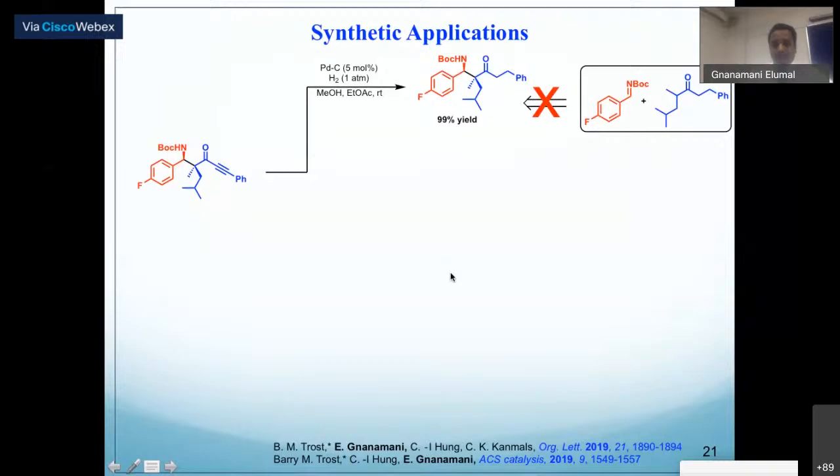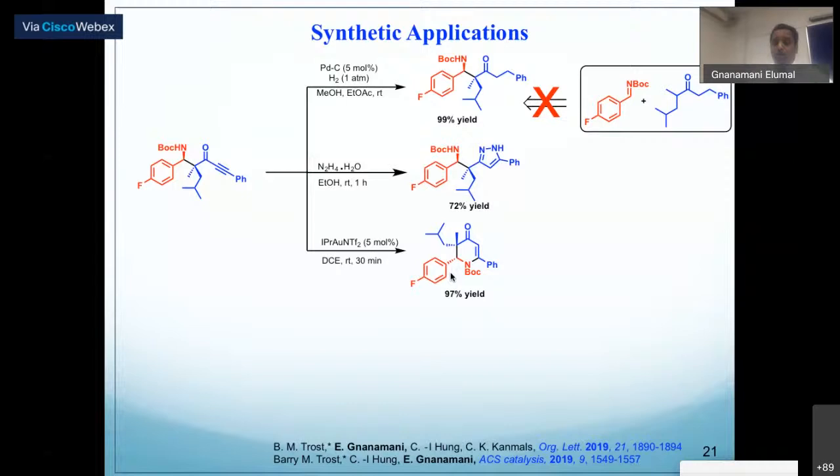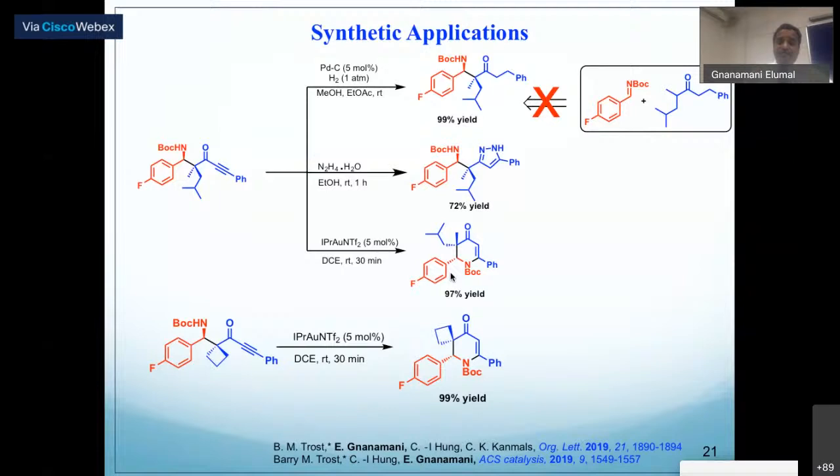Also, using hydrazine hydrate, we are able to make the pyrazole ring system. Further, we have converted it into pyridones using a gold catalyst without dropping any enantioselectivity or diastereoselectivity. Also, we made a spirocyclic molecule containing a six-membered spirocycle, compound 99, in excellent yield without dropping enantioselectivity or diastereoselectivity.